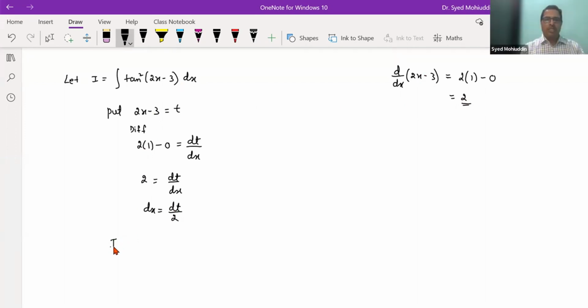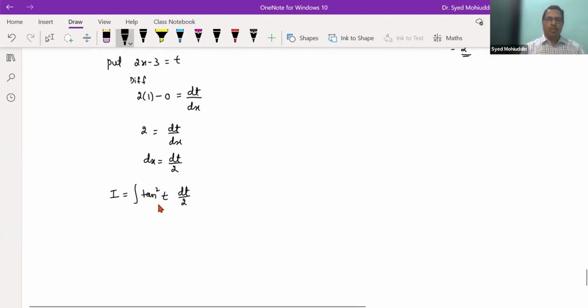Now let us plug in. You'll get I equal to the integral of tan square of (2x minus 3). This value is your t, into dx. The dx value is dt by 2. If you simplify this, 1 by 2 is a constant, and you can take that constant outside. So it is 1 by 2 times the integral of tan square t dt.